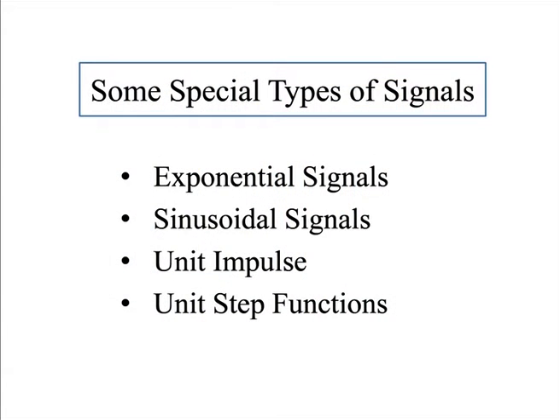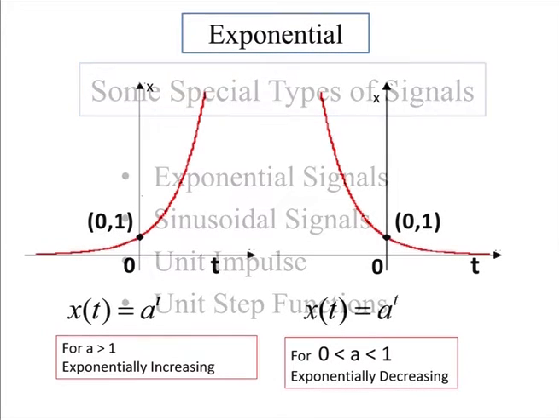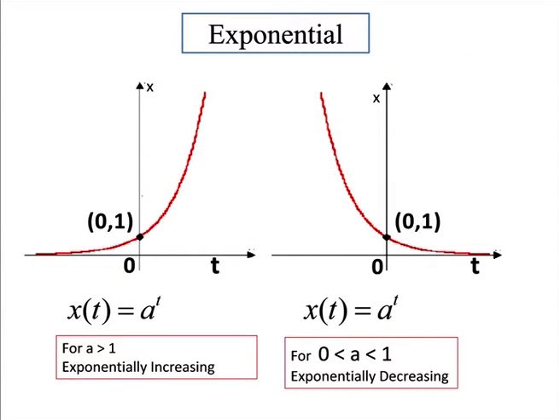We will discuss some special types of signals. Those signals are exponential signals, sinusoidal signals, unit impulse, and unit step functions. So, in the next slide we will see exponential.